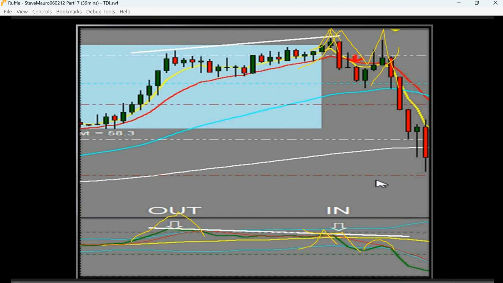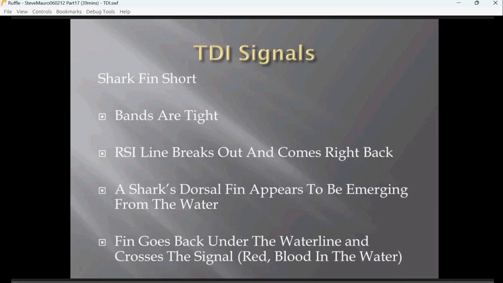Okay, divergence. So we have two trades, shark fin high and shark fin short. Shark fin up, shark fin down, whatever you want to call it. A shark fin short sets up exactly like this. The bands are tight, which means what for our purposes? You are in phase one of the market cycle, accumulation or consolidation. If the bands tighten up, that means price is not moving away from the market baseline. There's not a very far deviation from the center.